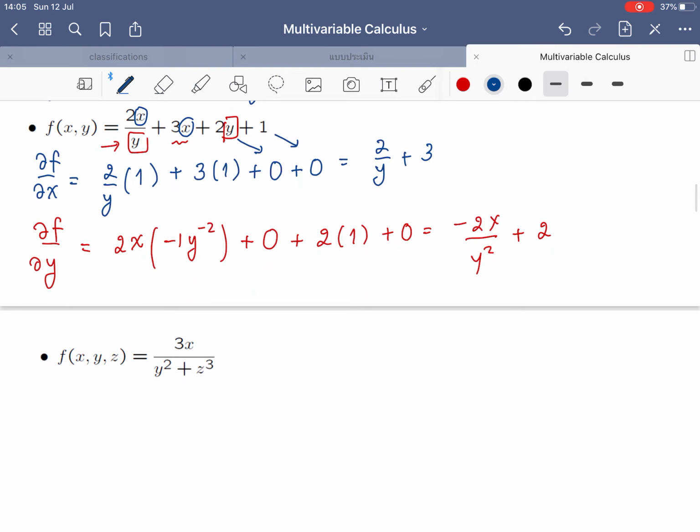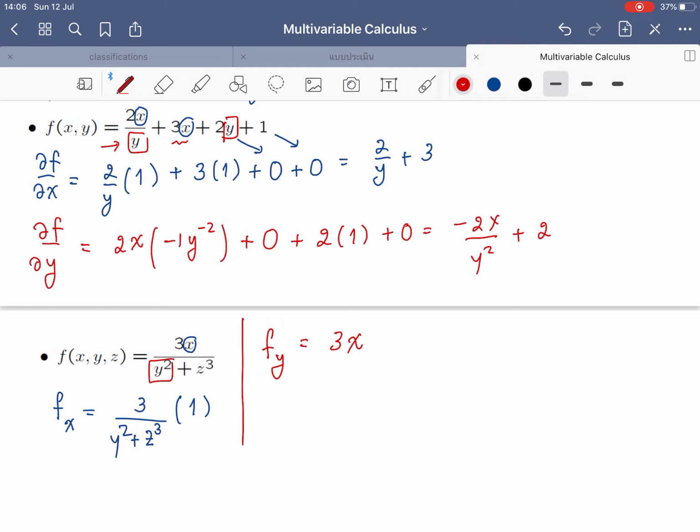Now, if you talk about a 3 variable function, okay, a 3 variable function. So this one, you can simplify f sub x. So of course, only the x is a variable. So your 3 over y squared plus z cubed, they are all constant, and a derivative goes directly to x, which is 1. How about f sub y? The 3x is a constant, your y here is a variable.